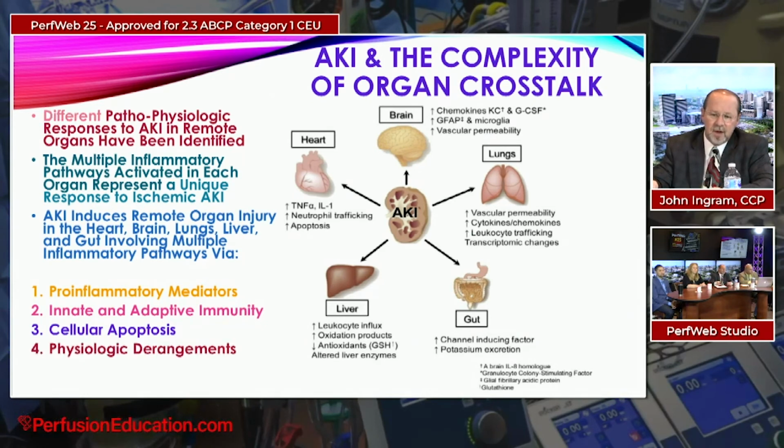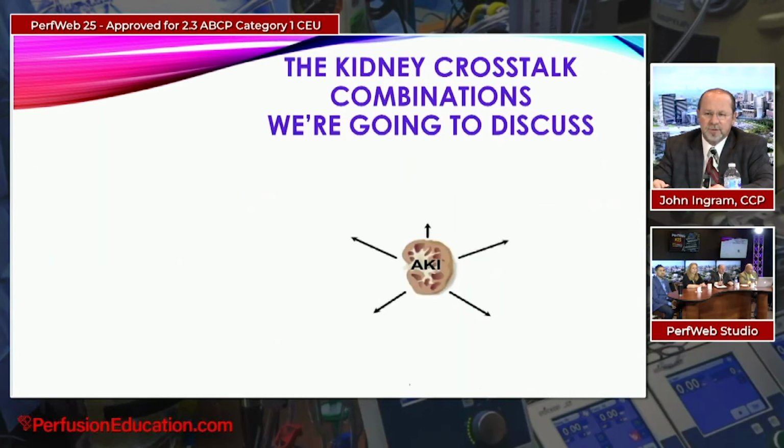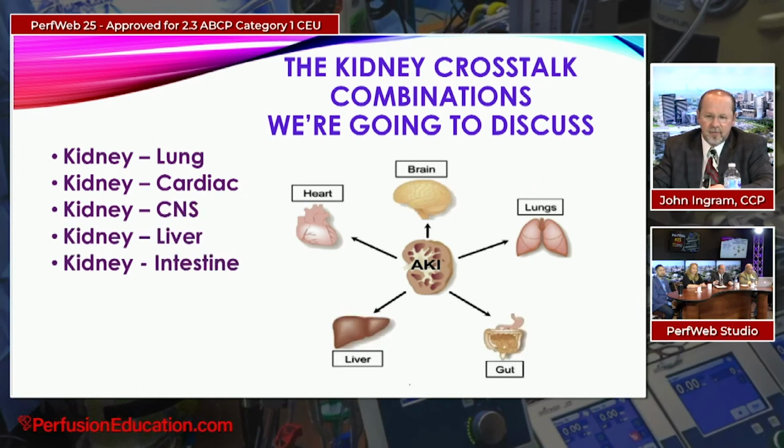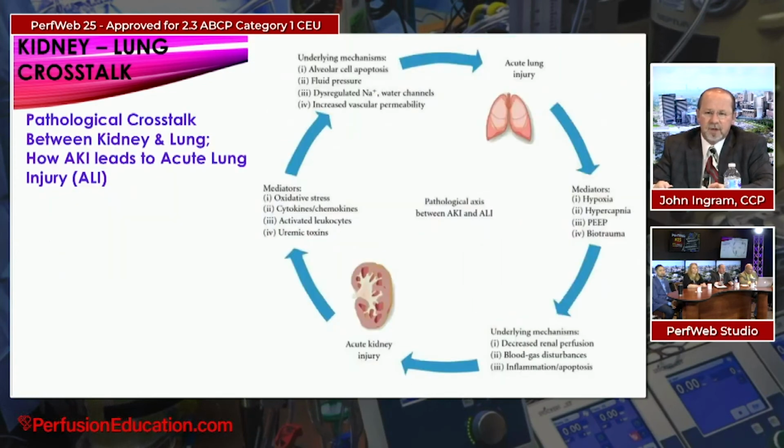Mm-hmm. You then also have a whole physiologic derangement. This is a system-wide derangement of your organs that are affected in this response. And then finally, you have the genomic changes, which are the DNA and RNA responses that I was talking about earlier. So we're going to discuss kidney crosstalk combinations. We're going to discuss the kidney-lung crosstalk. We're going to discuss kidney-cardiac, kidney-CNS or brain, kidney and liver, and we're going to talk about kidney-intestine. So first of all, the kidney-lung crosstalk.